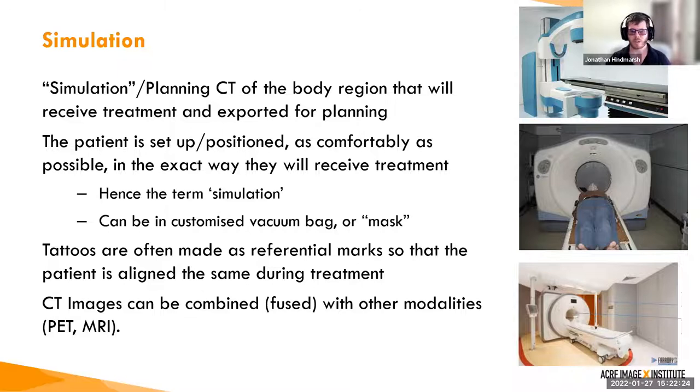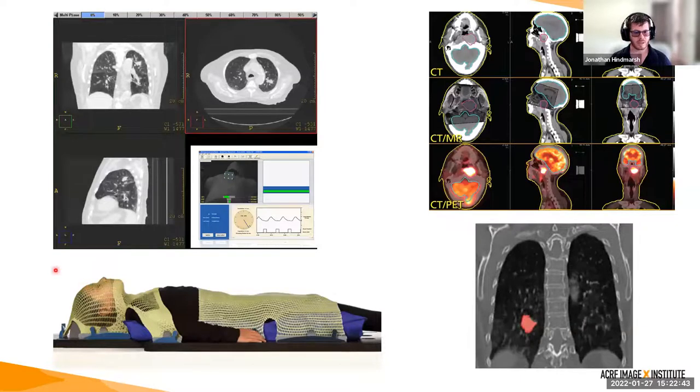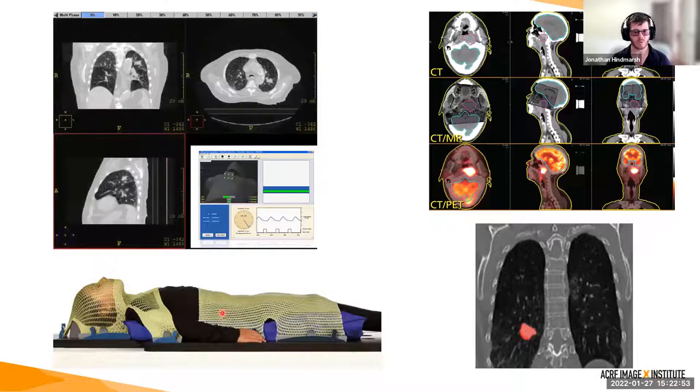So while the patient is in simulation, they get the tattoos, they get their setup corrected, and we write that down, record that, so that again, it can be set up exactly the same at treatment. So down here, this is an immobilization system. So these are masks or thermoplastic masks. So you bathe them in hot water and they become elastic.